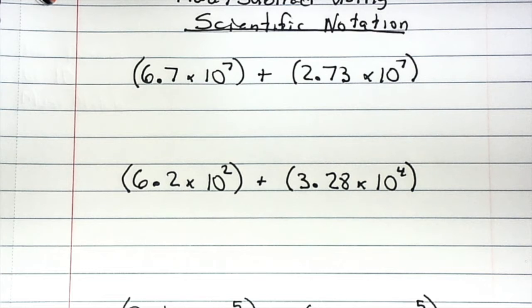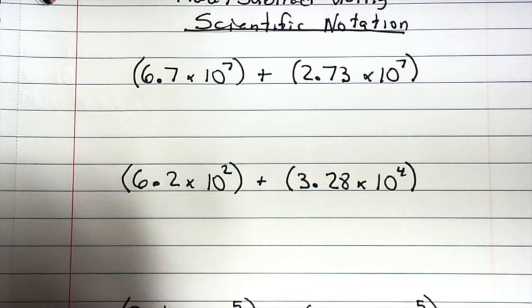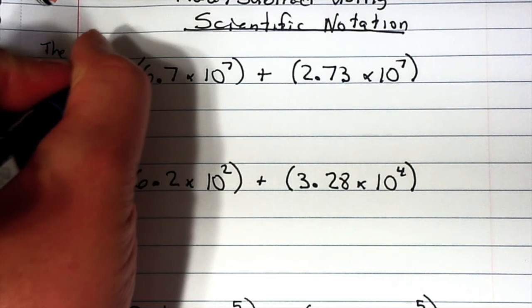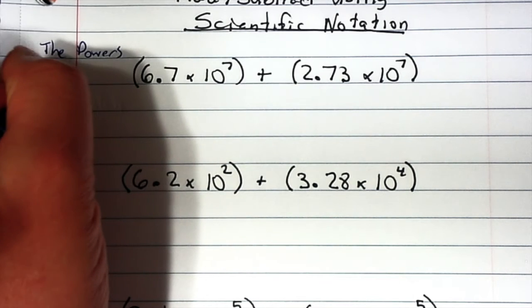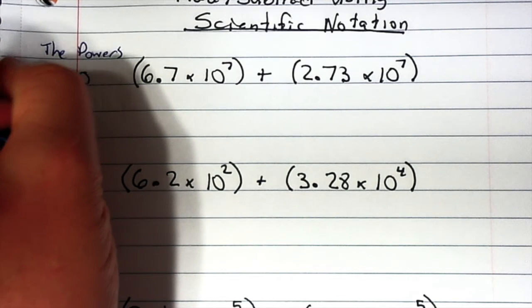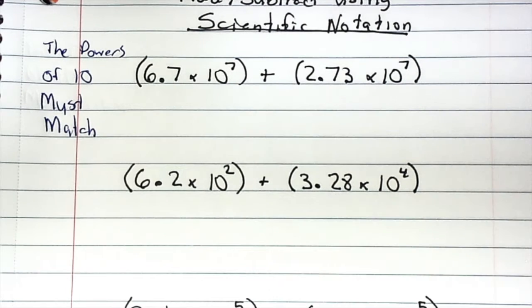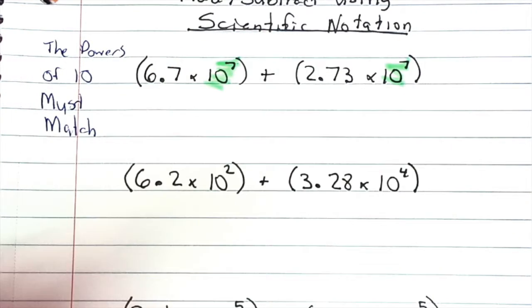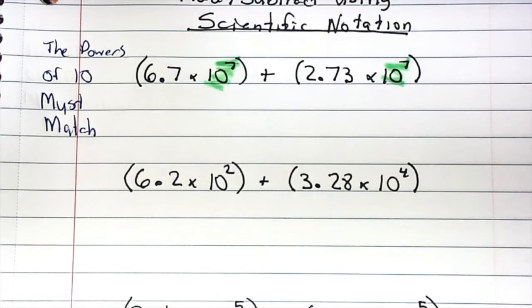In this video, we're going to look at how we add and subtract with numbers that are in scientific notation. The first key that we have to remember is that the powers of 10, or that exponent of 10, must match. So when I look here, those two match. They're both 10 to the 7th.